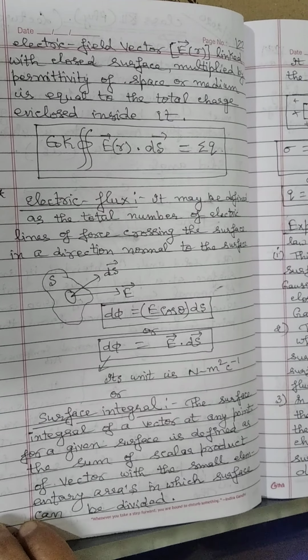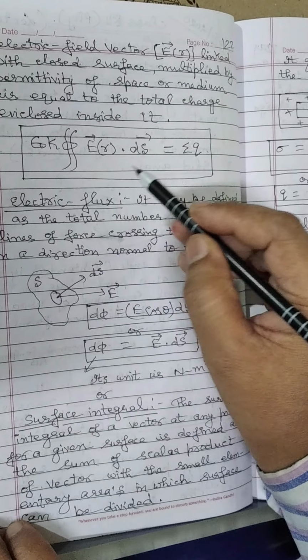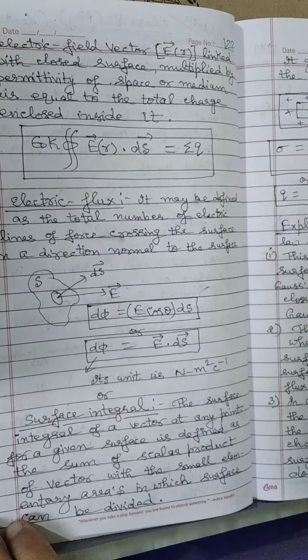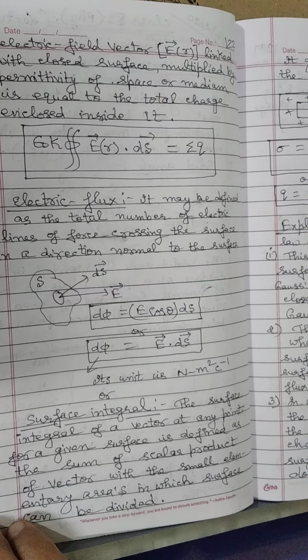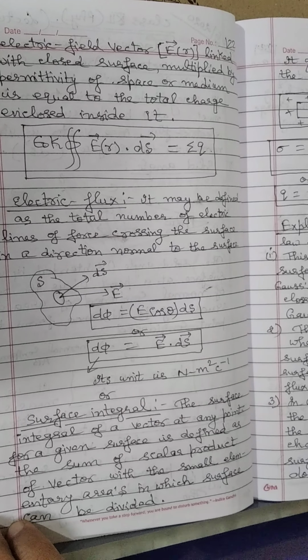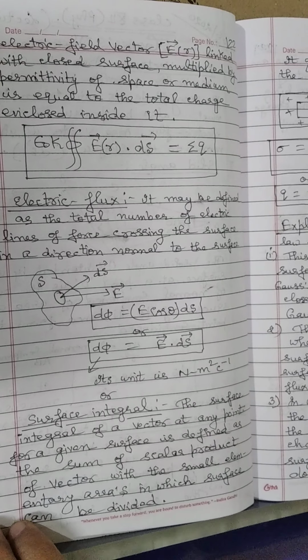Now let us see what the electric flux is, because this whole quantity is the electric flux. Electric flux may be defined as the total number of electric lines of force passing through the surface area in a direction normal to the surface. That is, how many electric lines of force are passing through a unit area placed perpendicular to the surface.